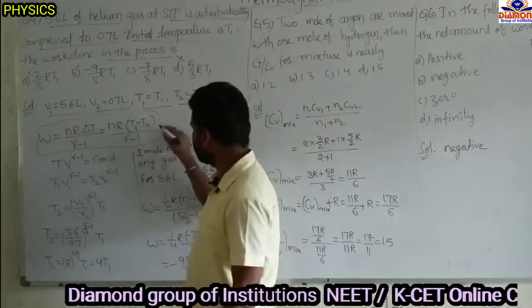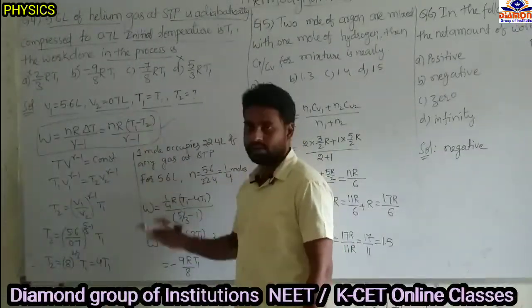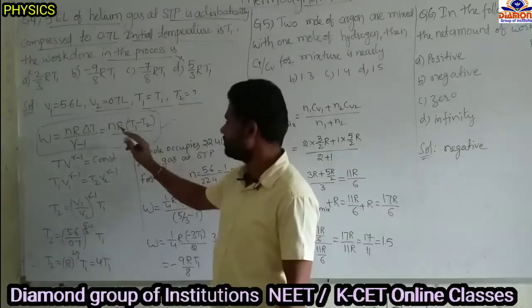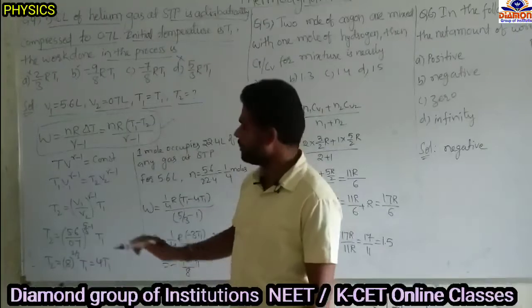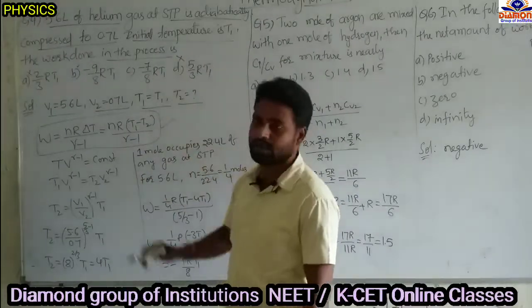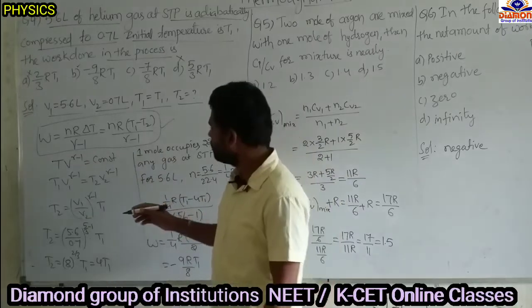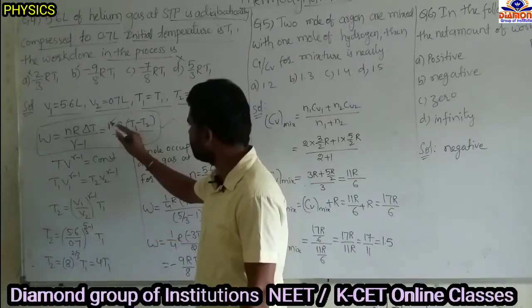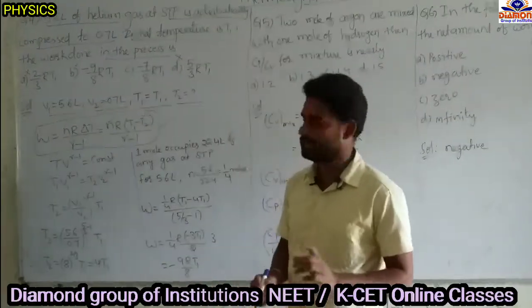So now we got the work done formula. N value, the number of moles, we don't know. R value is a constant. T1 value we know. T2 value we don't know. Gamma minus 1: helium is a monoatomic gas, so the gamma value we know, 5/3. But here which values don't we know? N value, the number of moles, and T2 value. These two values we have to find first.